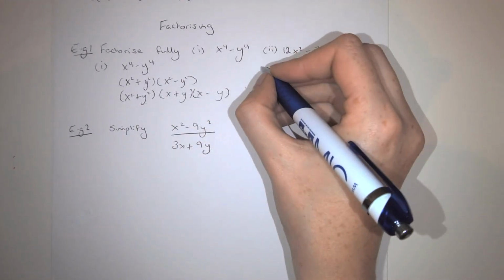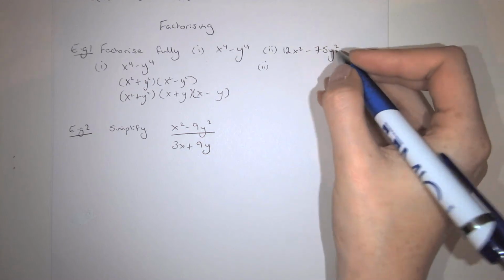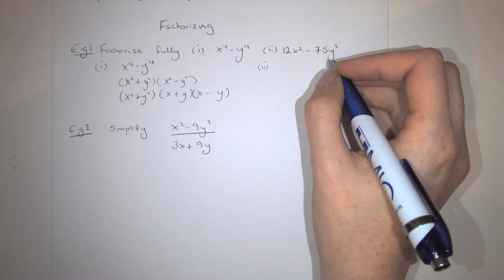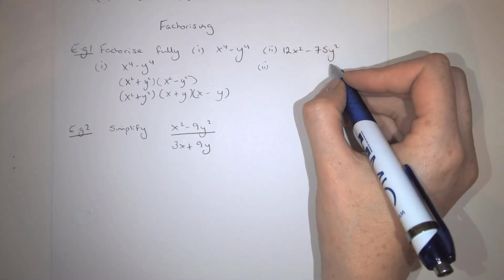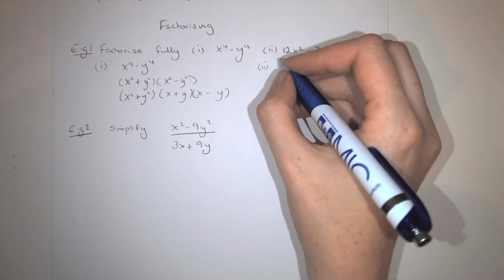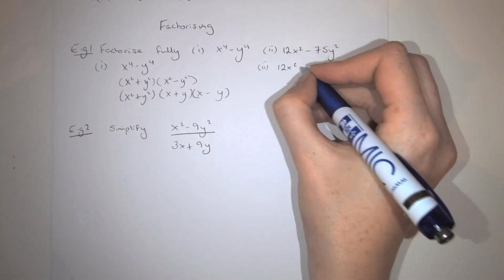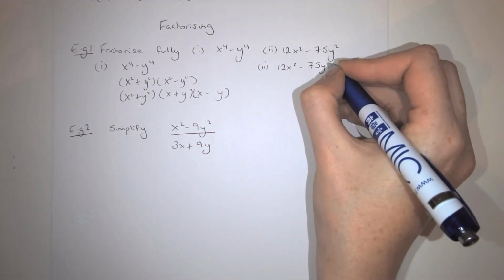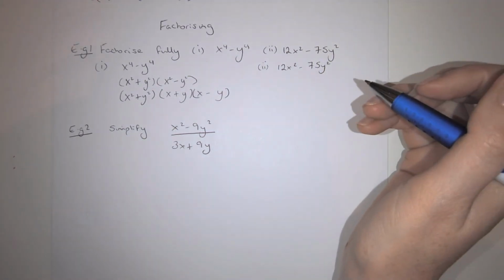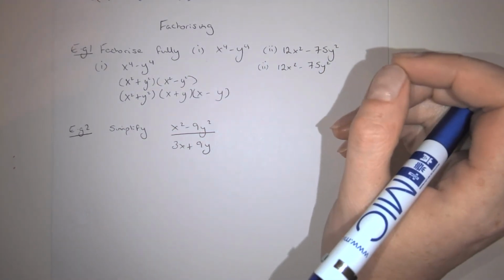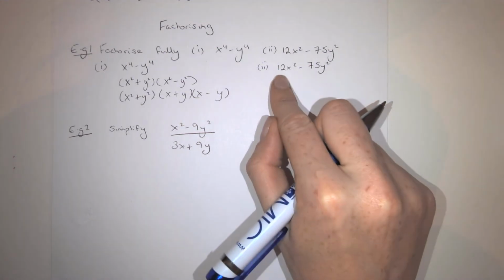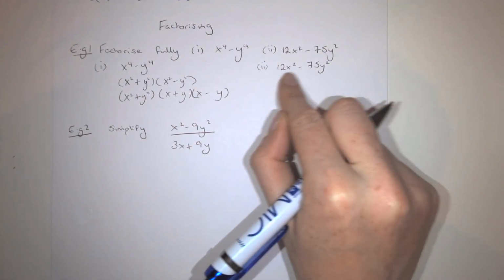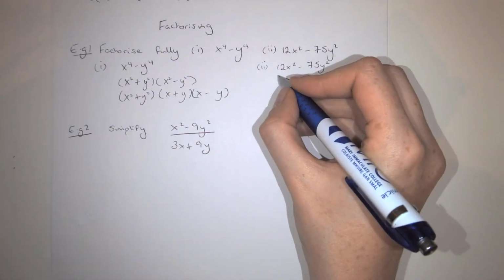So that's part 1. Part 2, 12x squared minus 75y squared. So it looks like a difference of two squares, but unfortunately it's not, as 12 isn't a square number, 75 isn't a square number. So we have to rack the brains and see. They do have a number in common though, which is 3. So we'll start by doing that.